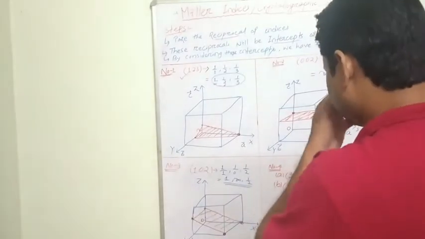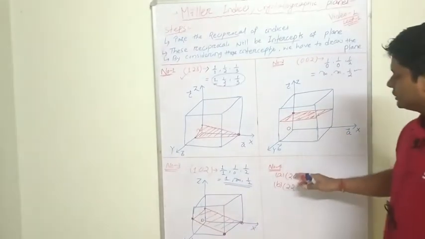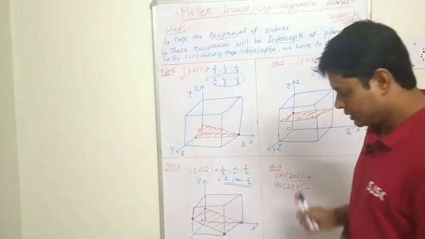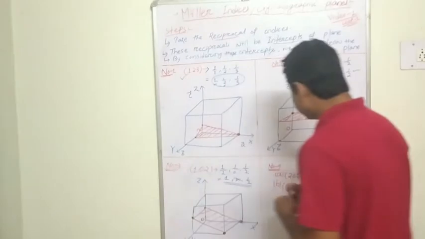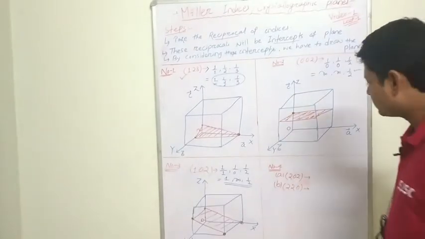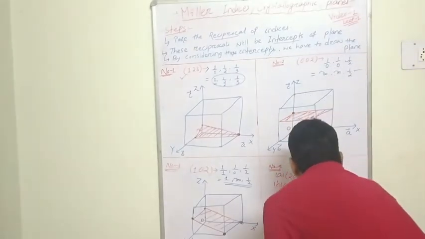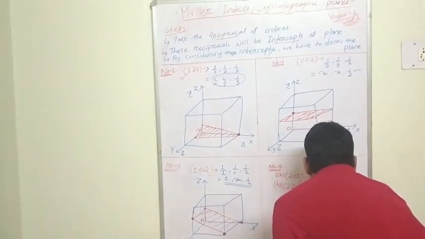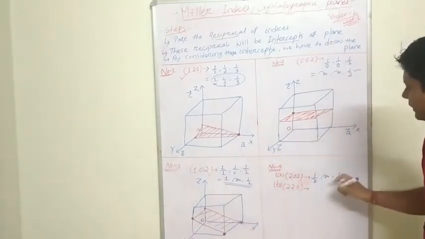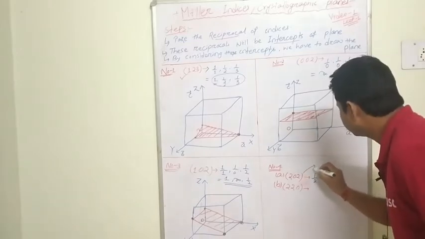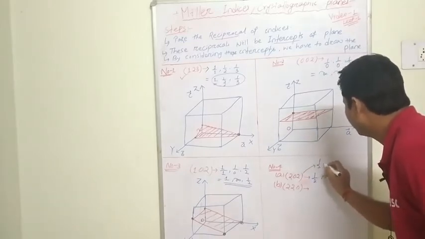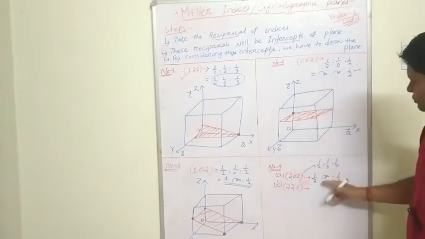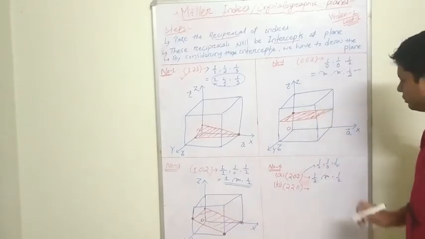Here we have been asked to draw these 2 planes in one single unit cube. So first we have to find the intercepts of the corresponding Miller indices, which will be 1 by 2, infinite and 1 by 2. If we take 1 by 2, 1 by 0 and 1 by 2, it will be 1 by 2, infinite, 1 by 2.